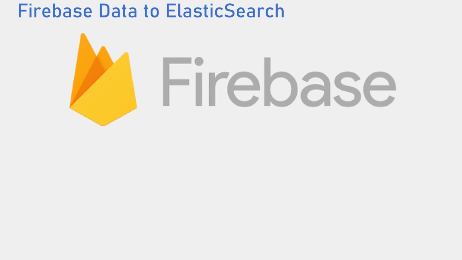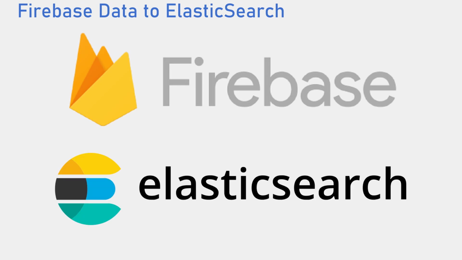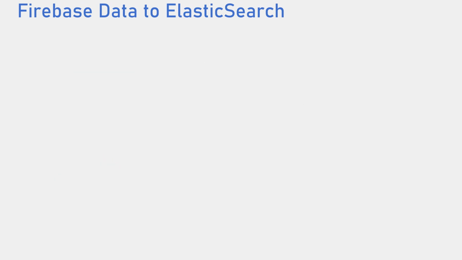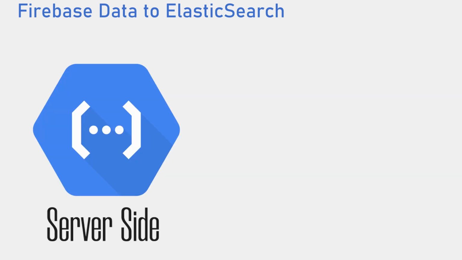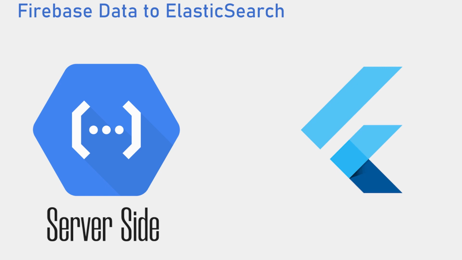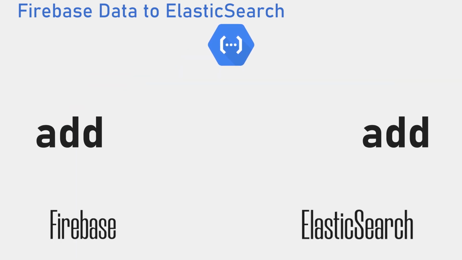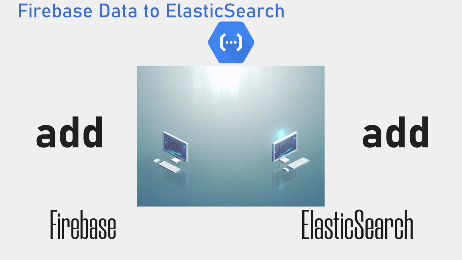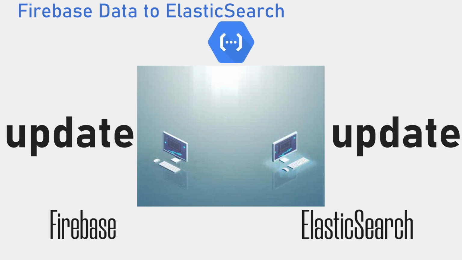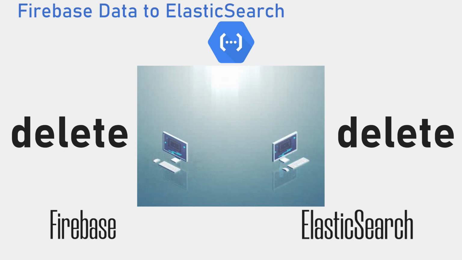We need to get our Firebase data to our Elasticsearch server for indexing. Two ways to send your Firebase data to Elasticsearch are using the Google Cloud Functions on the server side or our Flutter application on the client side. Using the Google Cloud Function, when we add some data to Firebase, this data would be sent to Elasticsearch. When some data is updated, it is also updated on Elasticsearch. And when Firebase deletes some data, the data is deleted on Elasticsearch.